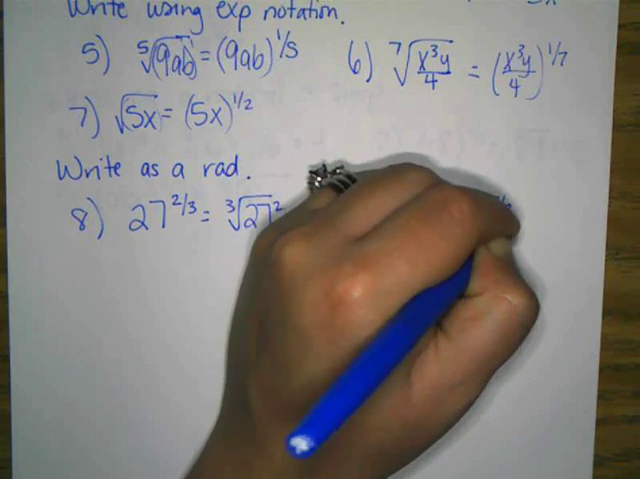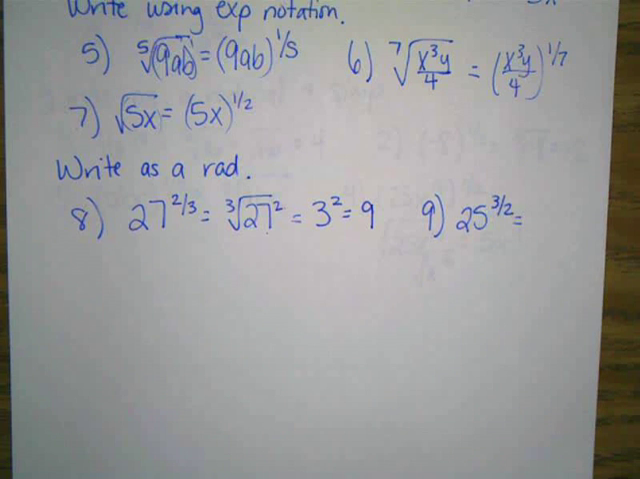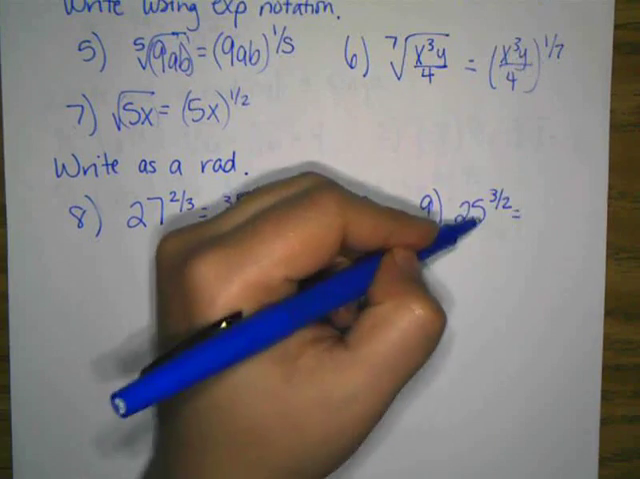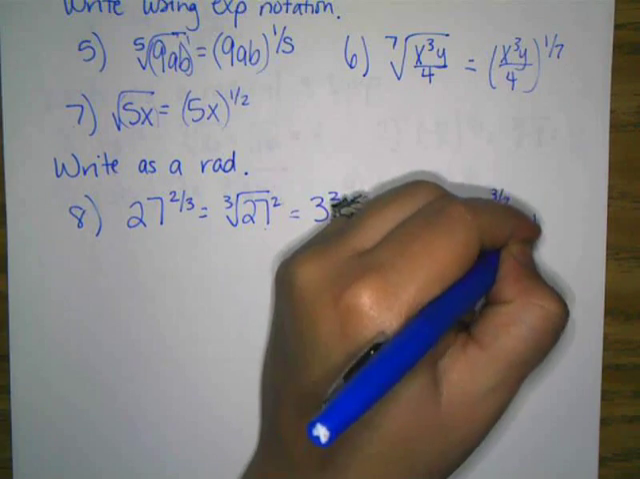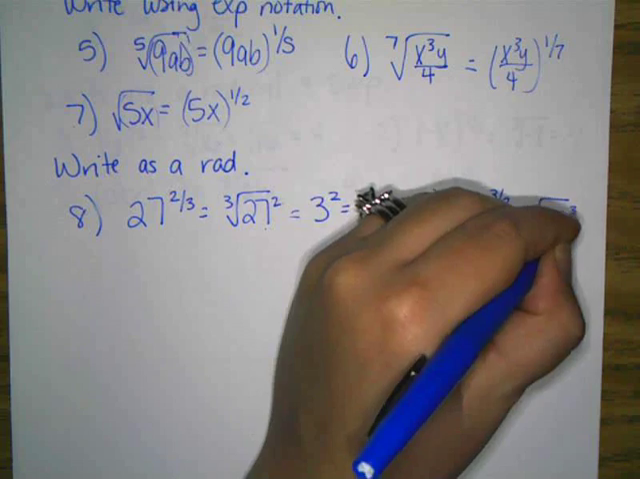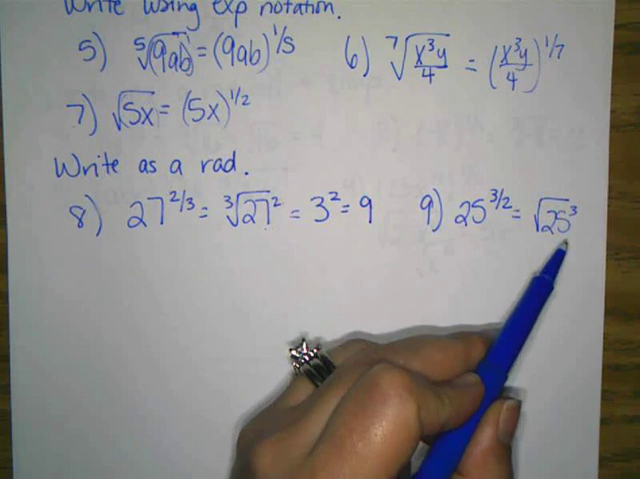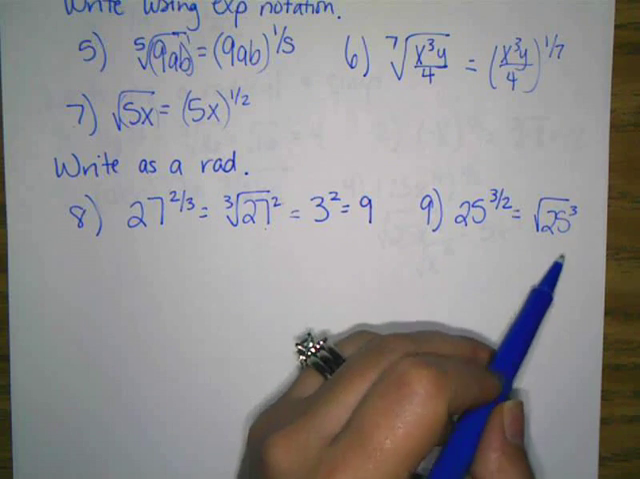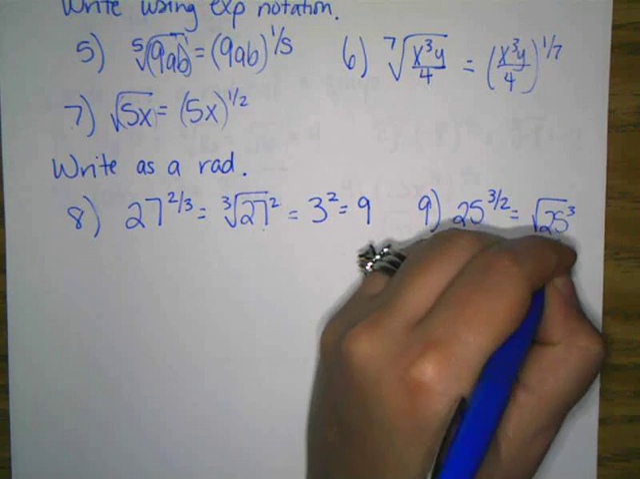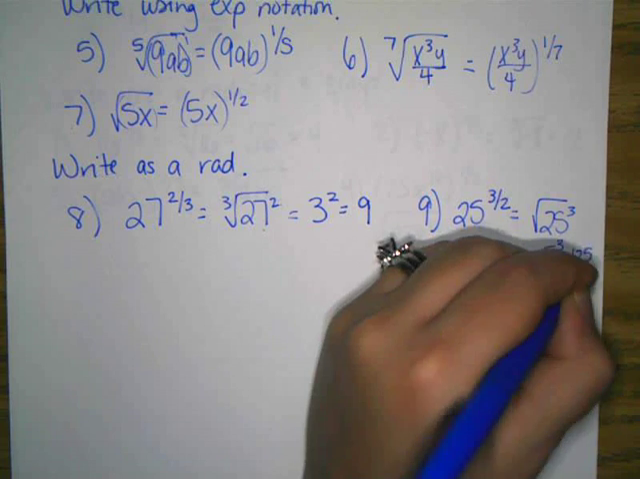25 to the 3/2 power. So take a moment, pause it if you need to, and try this. And we should see that if we take the square root of 25 cubed, I would rather take the square root of 25 first as opposed to cubing the 25. So the square root of 25 is 5, cubed is 125.